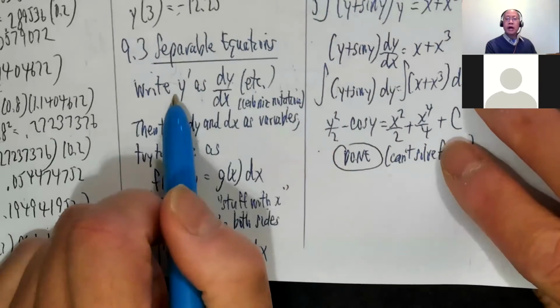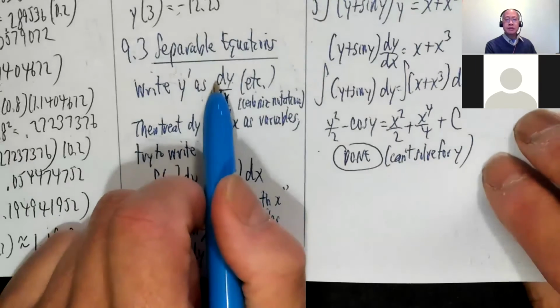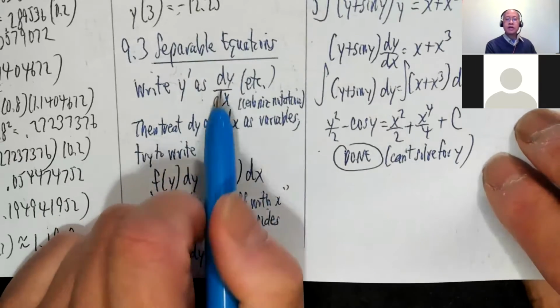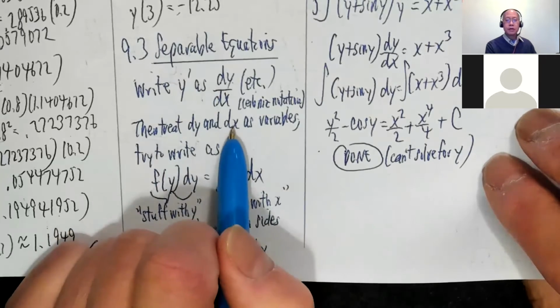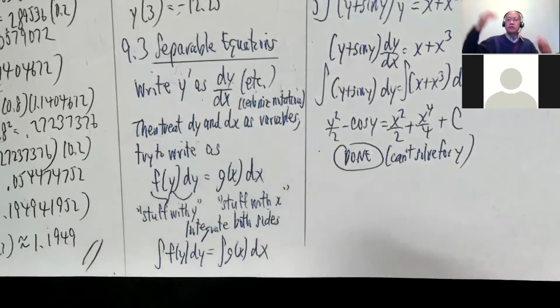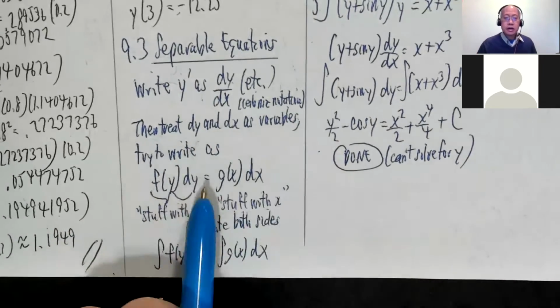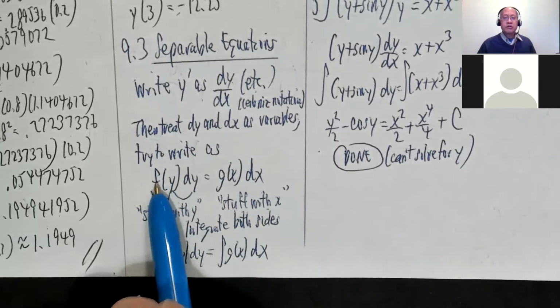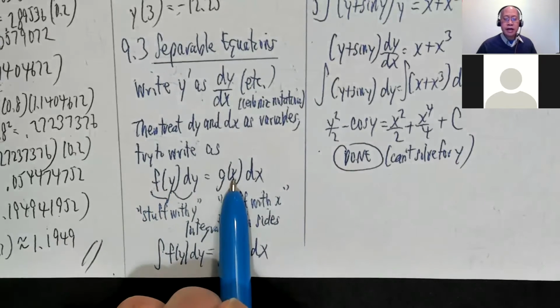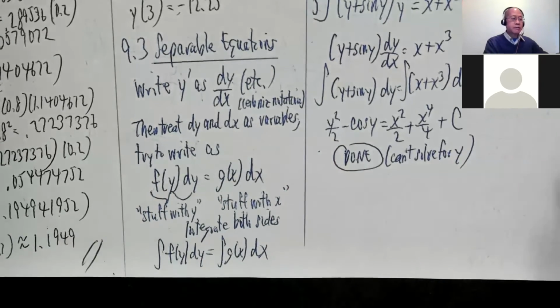All right, so if you see y prime, write it in the Leibniz notation, dy/dx, or du/dt, whatever. Treat dx and dy as variables, so multiply, divide, and whatnot. Have all the y's with dy, all the x's with dx. Then you integrate both sides. That's the basic idea.